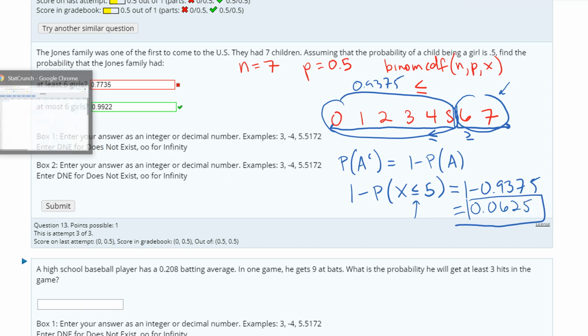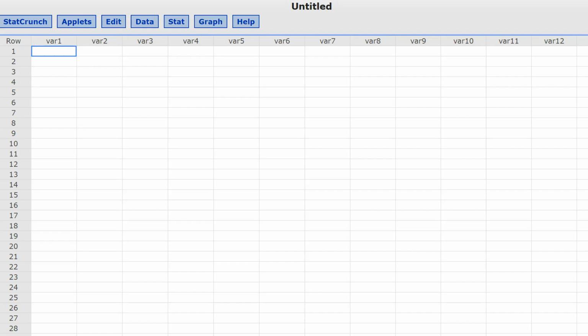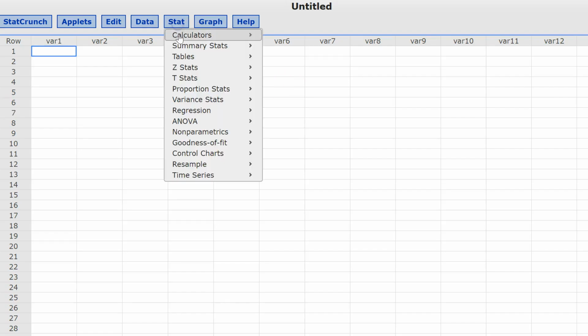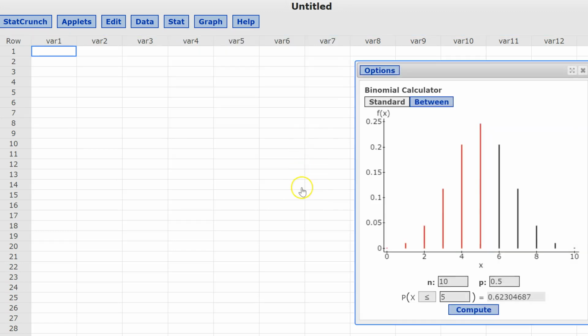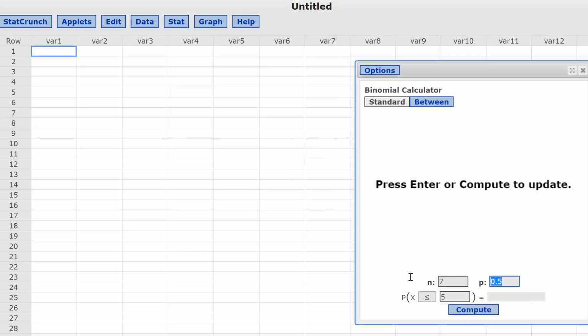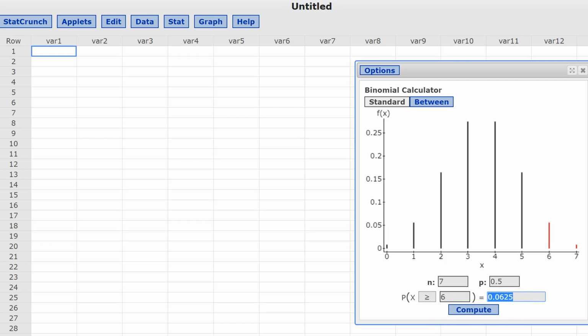Now, just so you can see, I encourage students to try and check out StatCrunch. I know you already have a calculator that does a lot of these statistical tests, but it does make things a lot faster and a lot easier when you have StatCrunch. In this case, if I want to use a binomial calculator, then we just go to the binomial calculator, type in our n and p, and we want at least 6, so we can just type in at least 6, and it gives us the answer straight away. Don't have to worry about the complements.